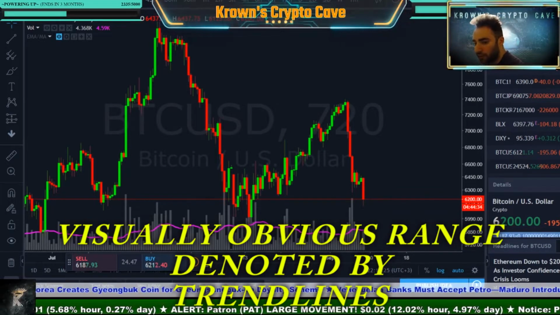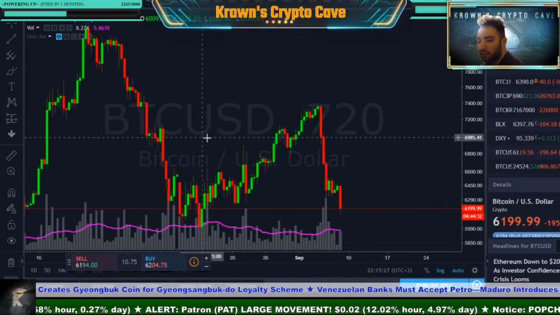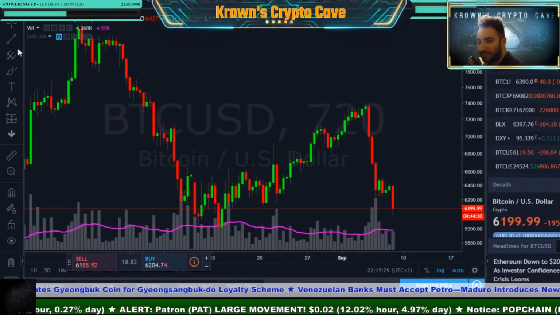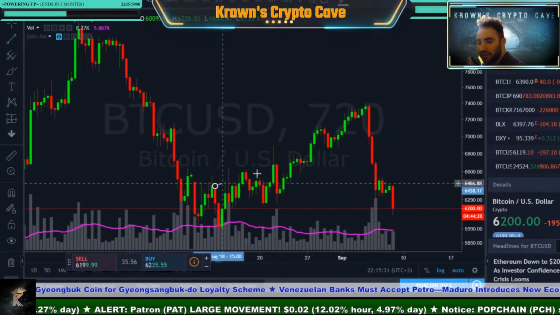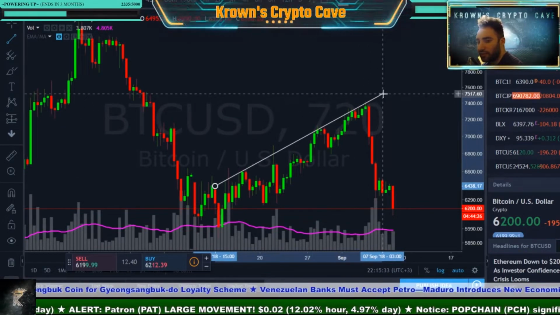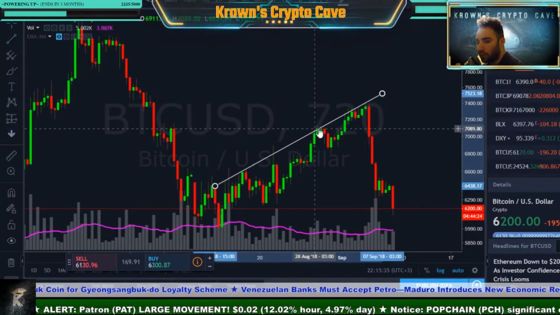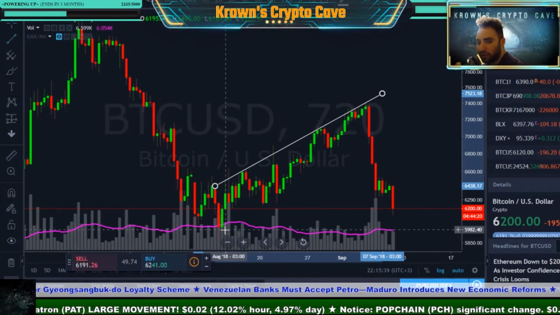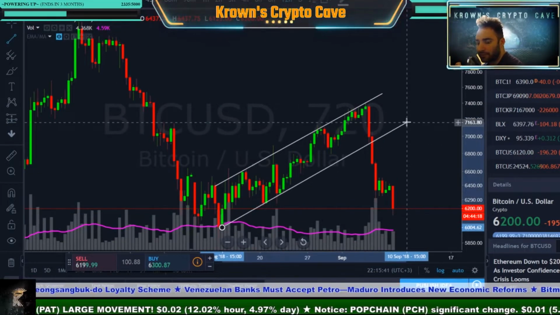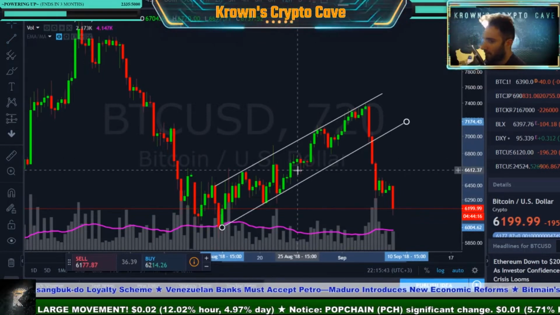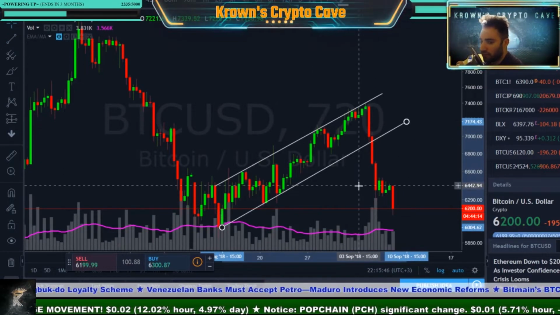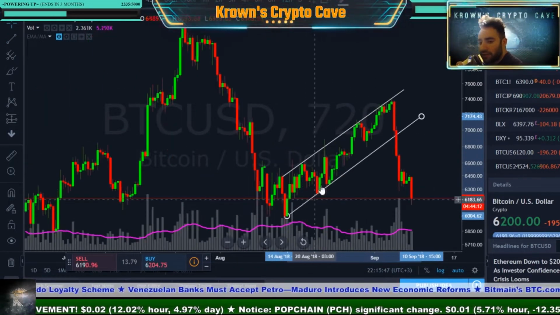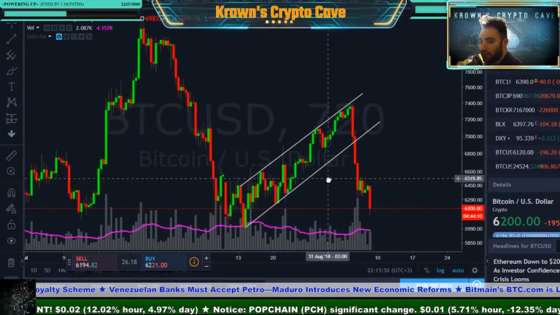I'm a visual person, so I definitely understand that. And we have a perfect one right here. And you can see that we have this nice resistance trend line coming all the way up here. Again, 1, 2, 3 touches. Beautiful. And we have this lower support trend line coming in right over here. Now, technically speaking, this is called a rising channel formation. And we have a very nice pattern over time.